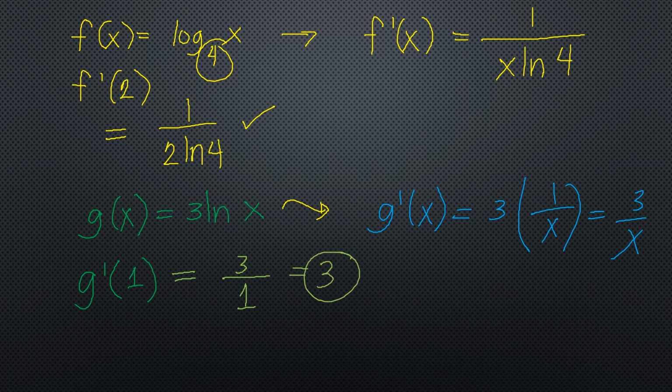So just take note that when you're solving for f prime of 2 or whatever that x is, you first need to get the derivative of the given and then substitute the given value of x to the derivative, and you can now have the value needed.